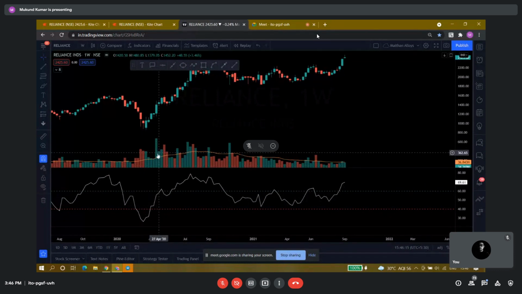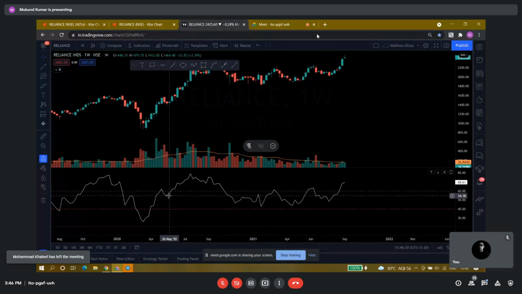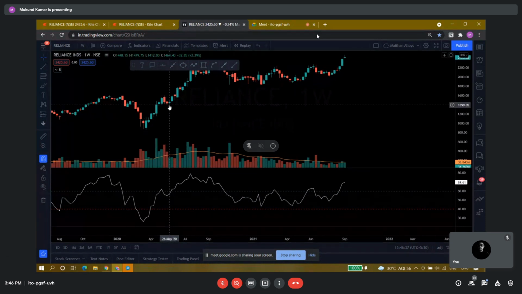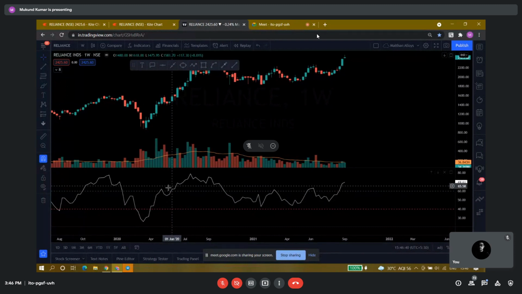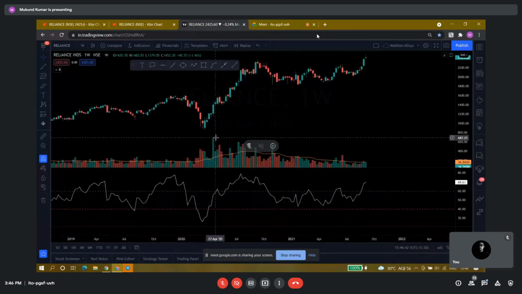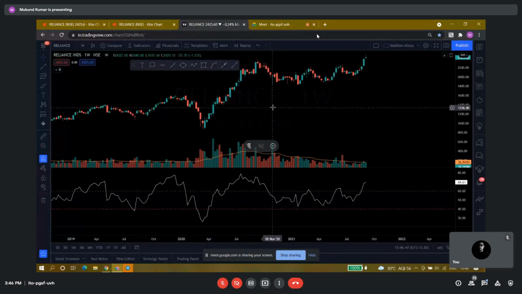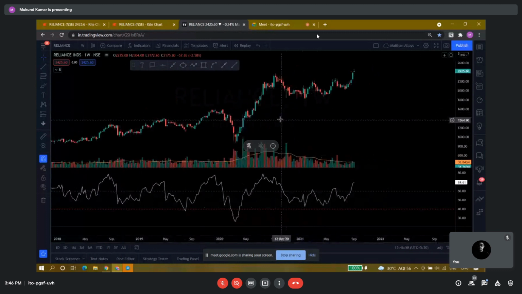These volumes are the sign that those people who have accumulated the stock around 1200 levels will not allow the stock to breach those levels, and that is what has happened. After that, the stock has not breached those levels. The RSI has dipped, but the stock is still above 1200, around 1400 level, and it has bounced. So volume will give you confirmation, an added benefit behind any setup.